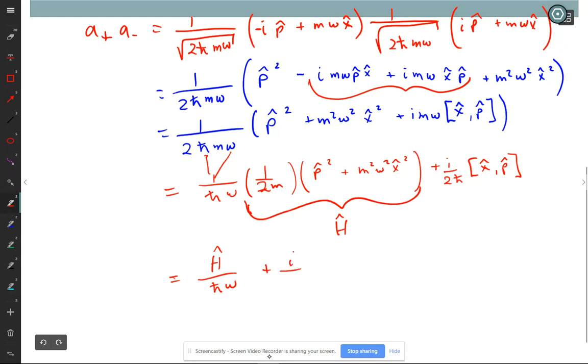And you told me, and I believe you, although I could look in the front of the book just to check. Does the front of the book have the commutator? Yeah, x comma p is i h bar. Just making sure. So replacing that commutator with its value, i times i is minus 1, so minus 1/2.